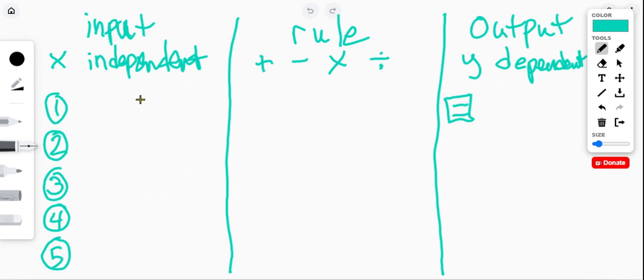Okay, so the input variable is the hours. We need that first. And then every hour is multiplied by 25. So the hours times 25, and then the output, what is equal to, is the total cost.